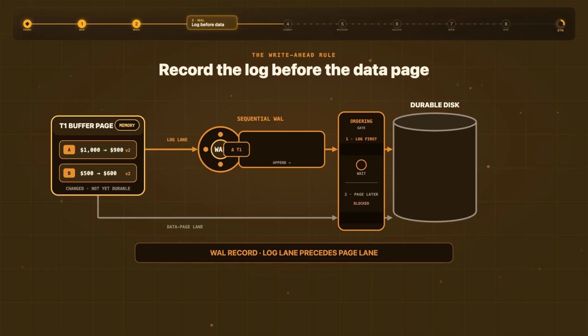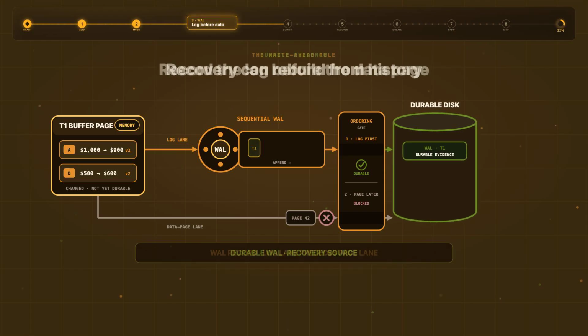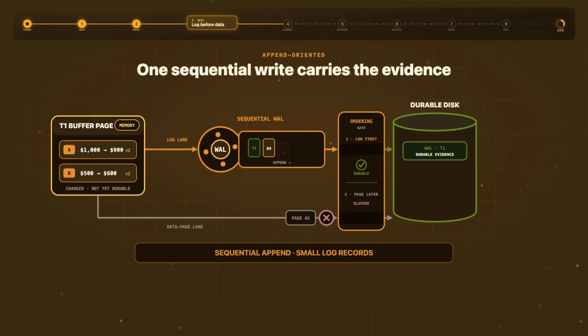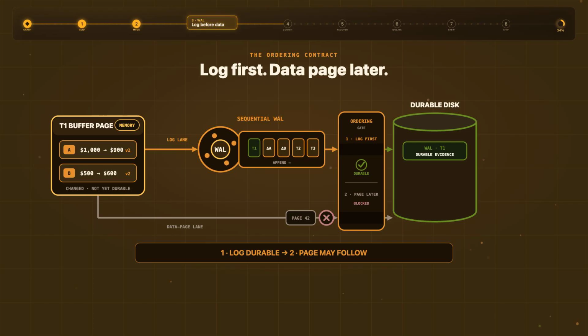Record the change in a sequential write-ahead log before the changed data page is allowed to reach durable storage. The log is evidence. It describes enough history for recovery to reconstruct committed work. Because the log is append-oriented, the database can make the critical, durable write more efficiently than flushing every data page immediately. The ordering is the important part. Log first, data page later. That is write-ahead logging, or WAL.